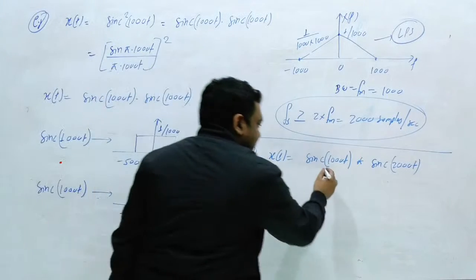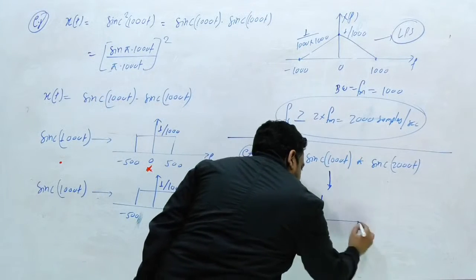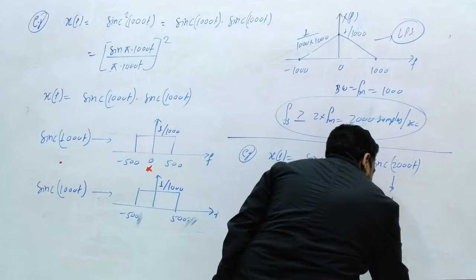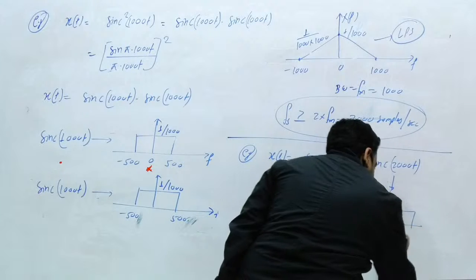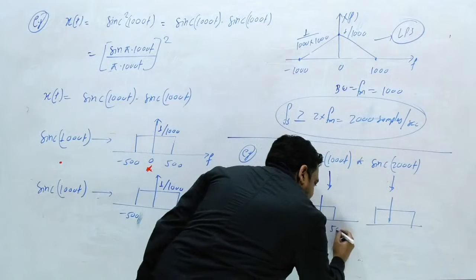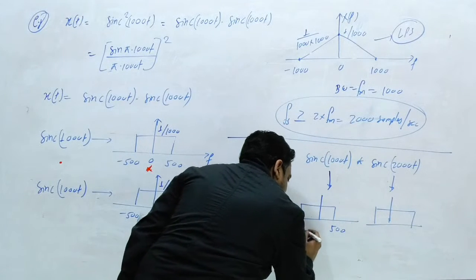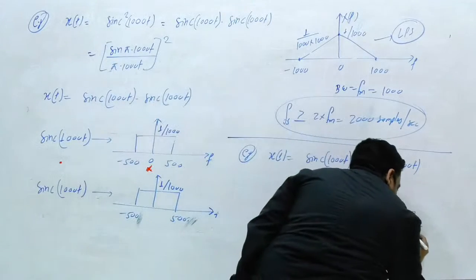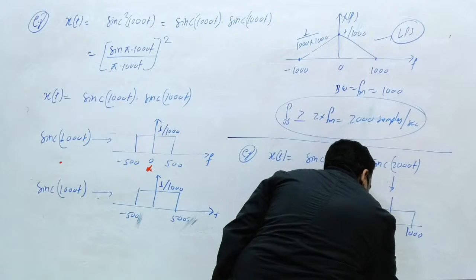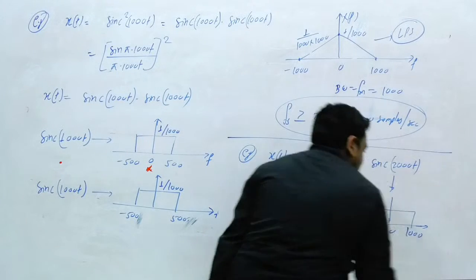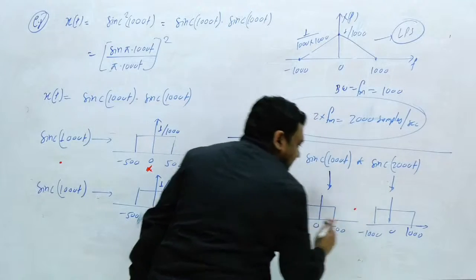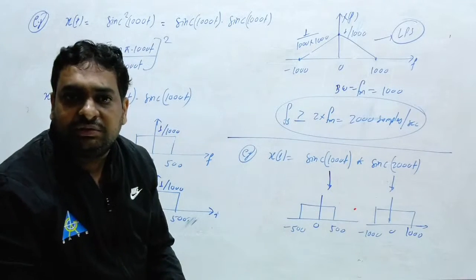So how can you solve this? You can write the Fourier transform like this. What will be this? 500. This will be minus 500. This is 0. I am not interested in magnitude. Here this is 1000, here this is minus 1000 and this is 0. If these are convolved in time, this will be multiplication in frequency. So what will be the multiplication of these two?